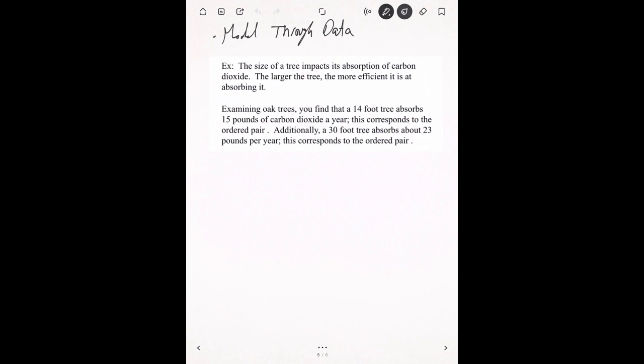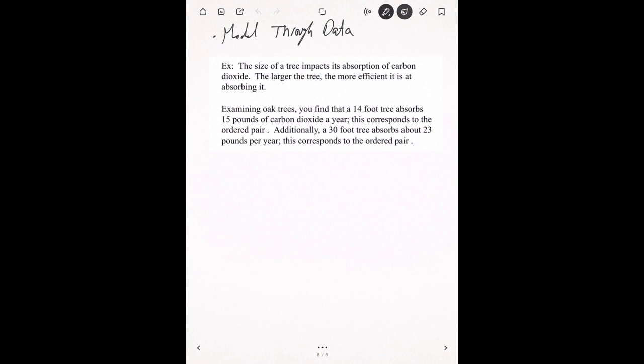Now let's try to look at how we can go about writing a model or creating a model from observed data points. So in a particular study, the size of a tree was found to impact the absorption of carbon dioxide, how much it could absorb. Now, the larger the tree, the more effective it is at absorbing carbon dioxide.